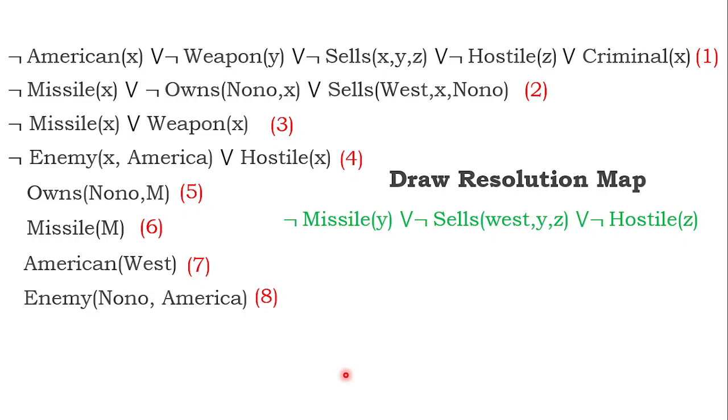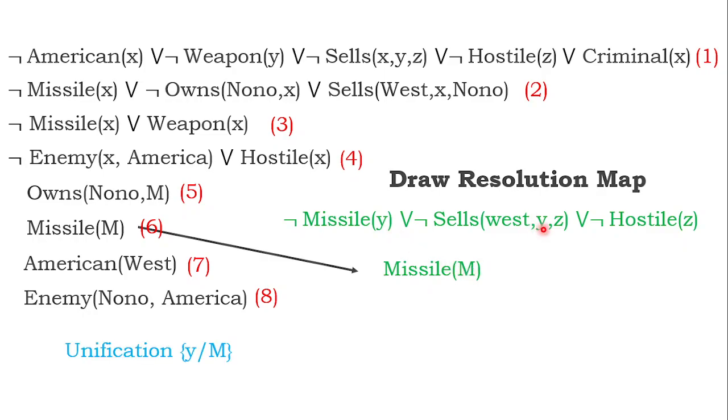Ready. Now let us go to the next one. You have to pick randomly only. Whatever you want. You can pick hostile also. You can pick missile also. Hostile means cancel here. Missile means cancel here. It's left to you. Enjoy. Now let us bring the sixth statement. Now these two will be cancelled. Using unification, Y is becoming M. That's all. This Y becomes M.